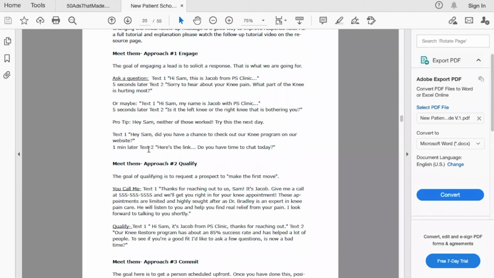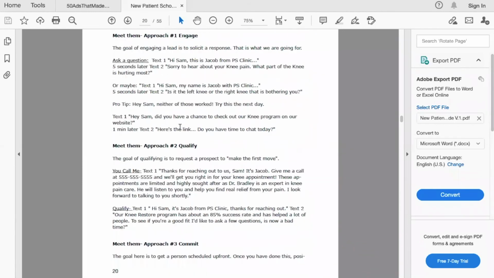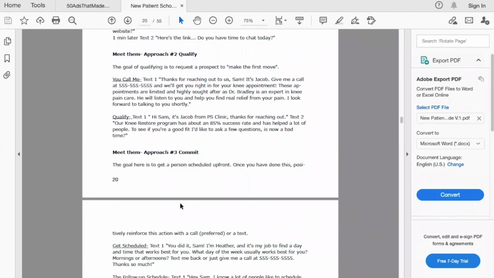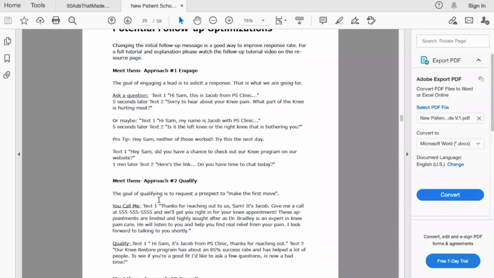So the meet them approach, or engage approach, qualify approach, commit approach. All right. So read through these and say, hey, well, I kind of feel like I'd like to test that. So for example, the engage: Sam, this is Jacob from this clinic. And then 5 seconds later, so you'd set up a 5 second, shortly thereafter text: Sorry to hear about your knee pain. What part of your knee is hurting the most?